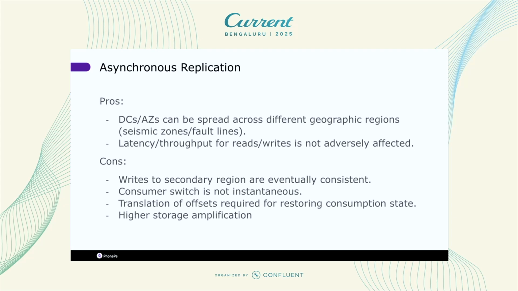Cost of storage is high. Let's say you are keeping 3 replicas, so 3 replicas in data center 1 and 3 replicas in data center 2, so you are potentially having 6 copies of the same data. So the cost of replication is high in case of asynchronous replication.